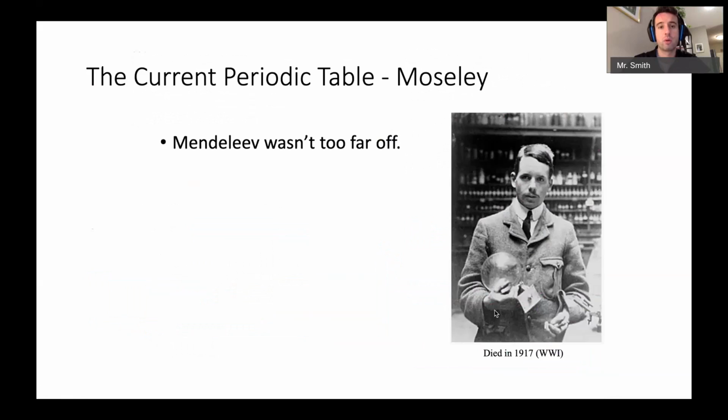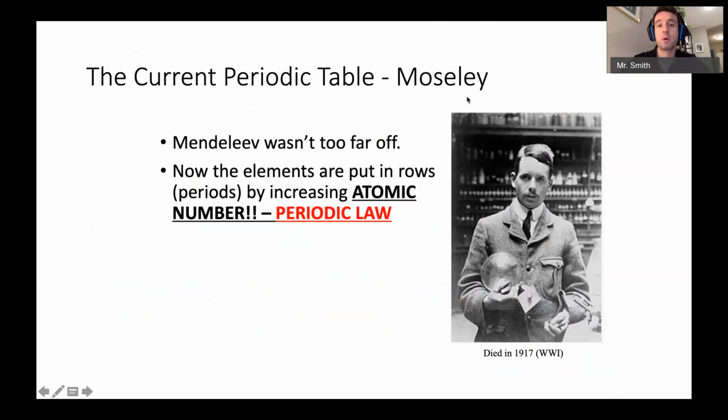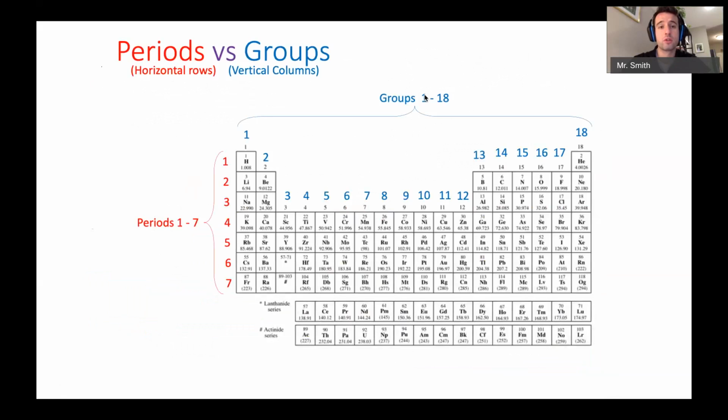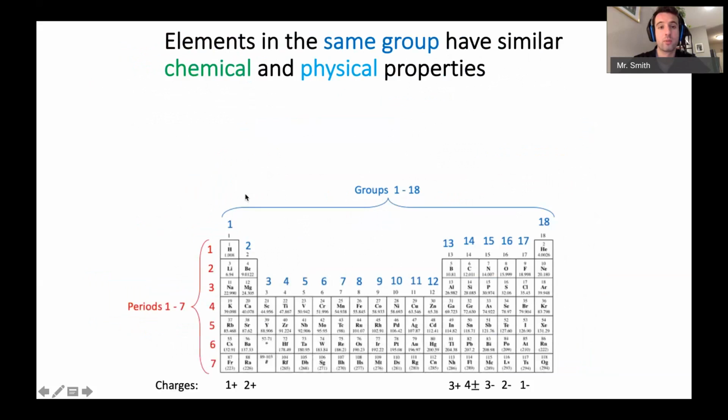But he did come up with some ideas that we were able to then run with, and we came up with the modern periodic table from this guy named Moseley. You don't need to know that. It's just more of a fun fact. What you do need to know though is groups versus columns. So you should already have this written down, or sorry, groups versus periods, aka columns versus rows. So you should have your groups and periods written down.